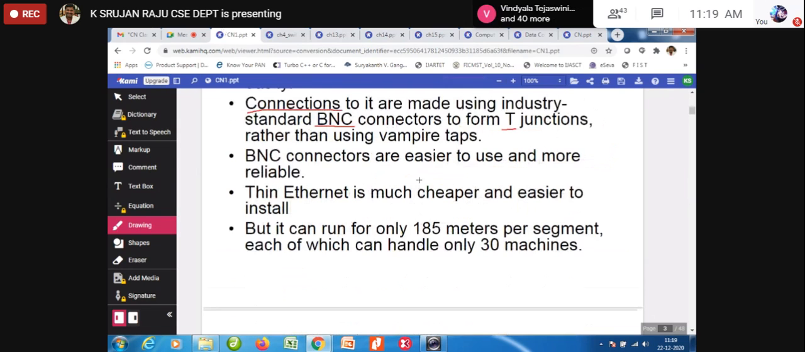Thin Ethernet is much cheaper and easier to install because it is easily bendable, but it can run only for 185 meters and you can handle a maximum of only 30 machines. So in our colleges or universities, small labs with 30 machines can use this kind of cabling and network to support 10 Mbps speed.